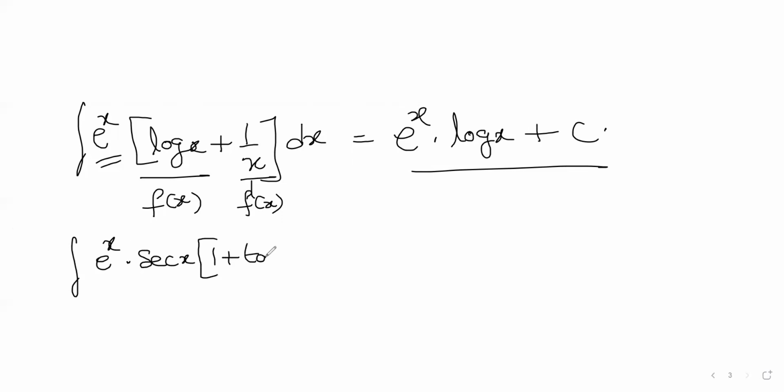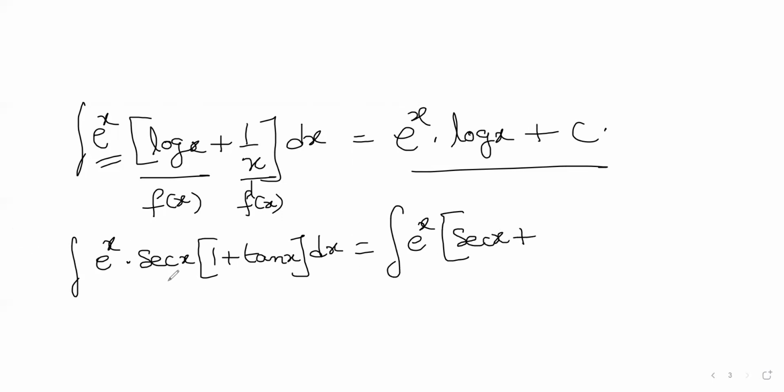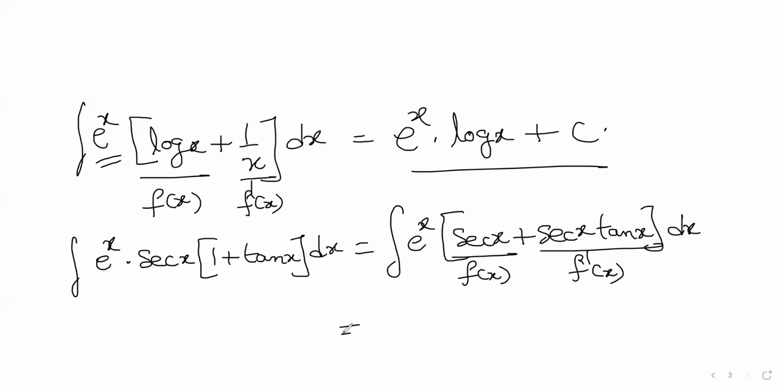Now let us write another situation: e^x sec x (1 + tan x) dx. The question is given to us. Now how to solve this? Just multiply the sec x inside. You see, this is e^x (sec x + sec x tan x) dx. Sec x into 1 is sec x, and sec x into tan x is the next term. Now my f(x) is sec x, and the derivative of sec x, f'(x), is sec x tan x. So my answer is e^x f(x), that is e^x sec x + c. Finished.